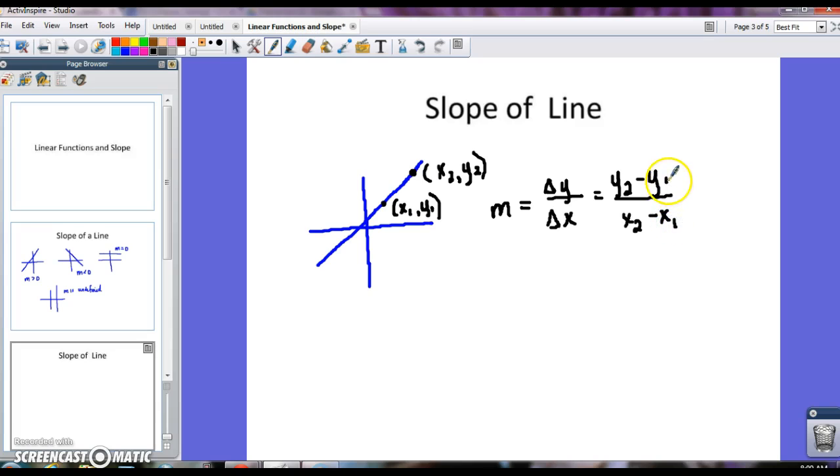And people always ask, well, why do you have to do the y2 and the x2 first? And honestly, you don't have to do this point first, as long as you're always consistent. If you start with y2 on the top, make sure you start with x2 on the bottom. If you start with y1 on the top, make sure you start with x1 on the bottom. As long as you're consistent, it doesn't really matter the order. Okay, but that's how we find slope. Change in y over change in x, and we have our 4 different scenarios for slope.